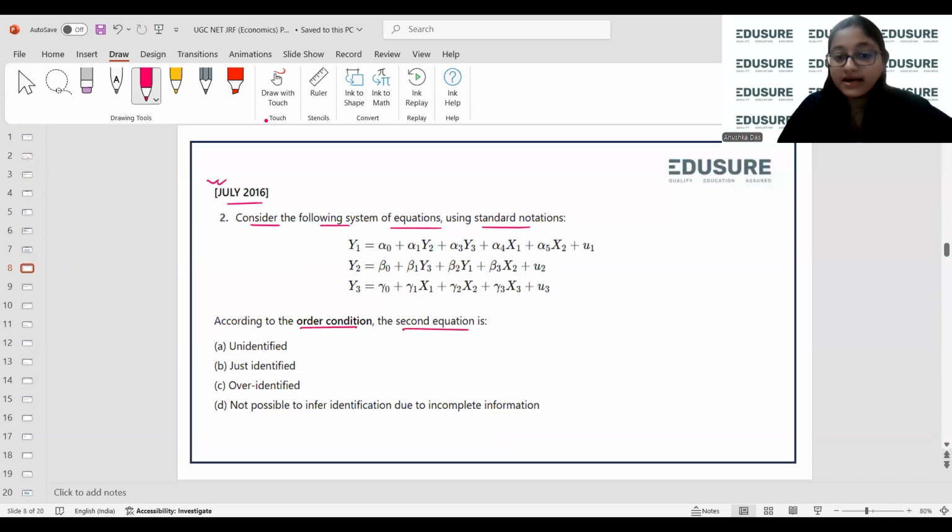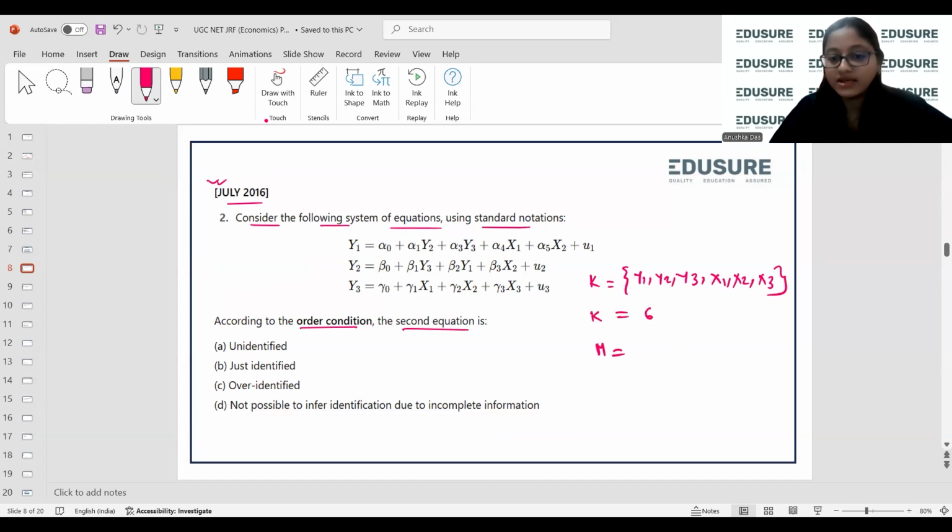According to the order condition, now the second equation will be what? So again, find out what is K, Y1, Y2, Y3. Endogenous variables are the same. Now, how many exogenous variables are there? X1, X2, X3. Anything else? No. So again, the same X1, X2, X3. So total 6, K is 6.